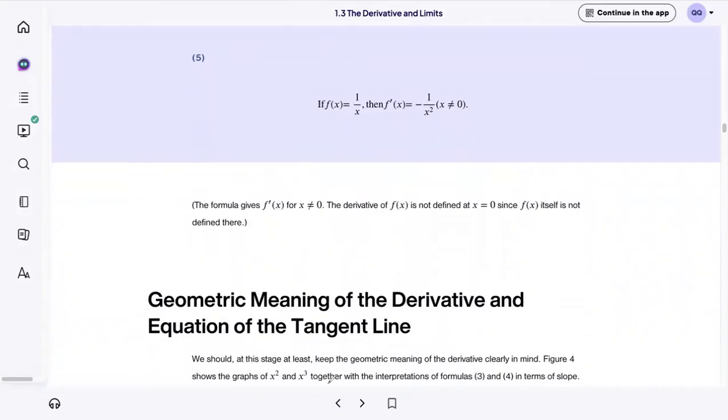Let's see this one. Right. If a function is 1 over x, we can write it as x raised to -1, then the derivative is going to follow the same power rule. We move -1 up front, then we subtract 1 from the exponent, so we get minus x raised to -2. Okay, so that's -1 over x squared. Of course, x cannot be 0, right? That's the domain of this function.